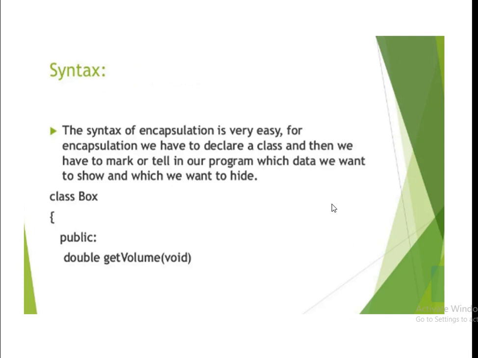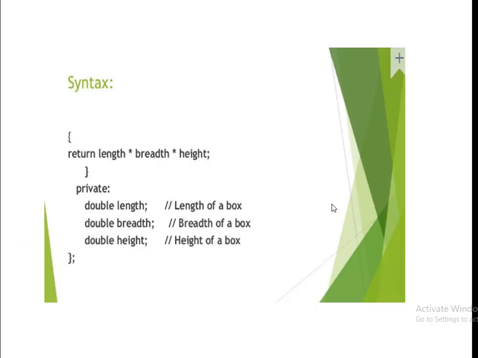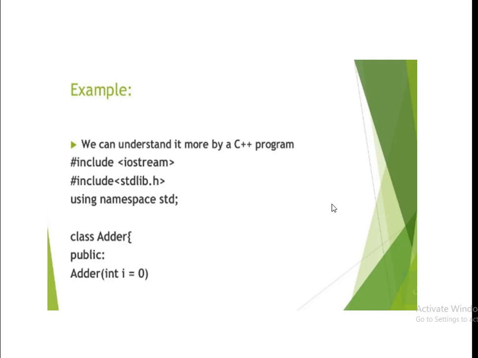So the syntax for this: class Box, public double getVolume, which returns length times breadth times height. The private members are length, breadth, and height. These are private members, so they will be accessible only within the class. We are restricting access to these members. We can understand it with more examples.